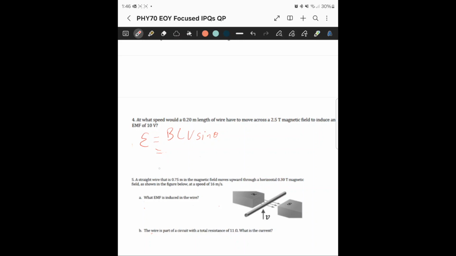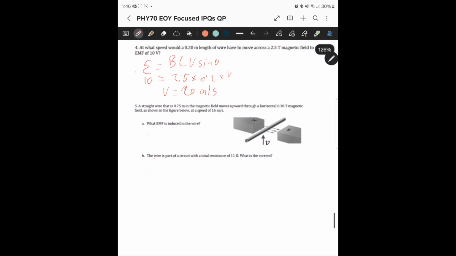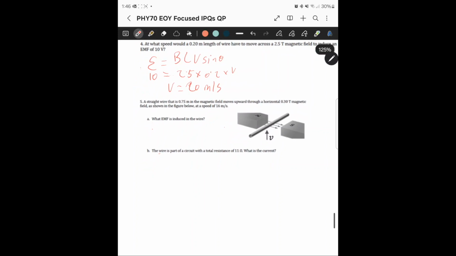So we need to find the speed. So what do we have? We have the EMF of 10, the magnetic field 2.5, the length was 0.2, multiplied by V, which is what I need, times sine 90. You can write it if you want. I'm going to ignore it because sine 90 equals 1, so I don't need to write it. If you do V equals, you'll get your answer. You should get 20, and the speed is meters per second. Don't forget the units.